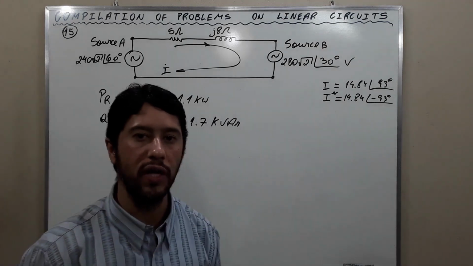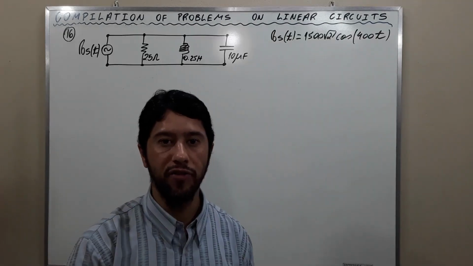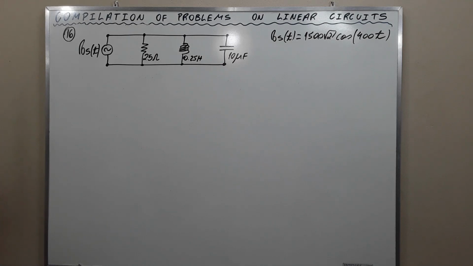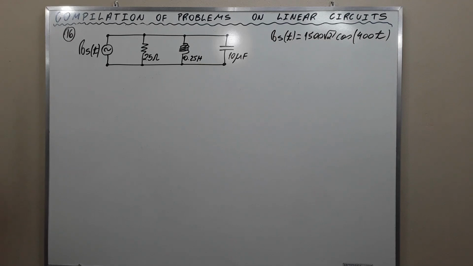Let's go to exercise 16 now. Question 16. Find the real, reactive, and apparent power supplied by the source. This is the source. Find the power factor seen by the source and state whether it is leading or lagging. This is the question, my friends. Let's solve it.